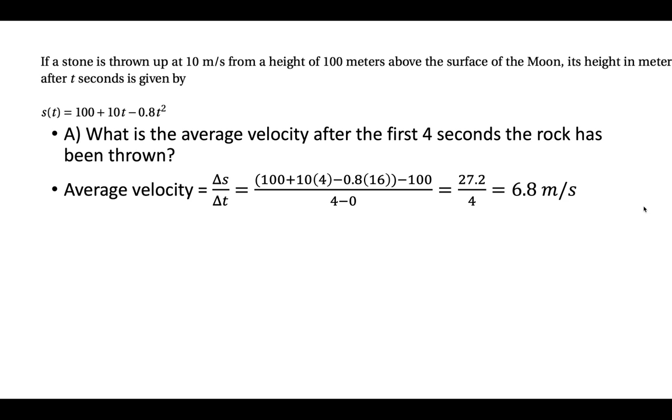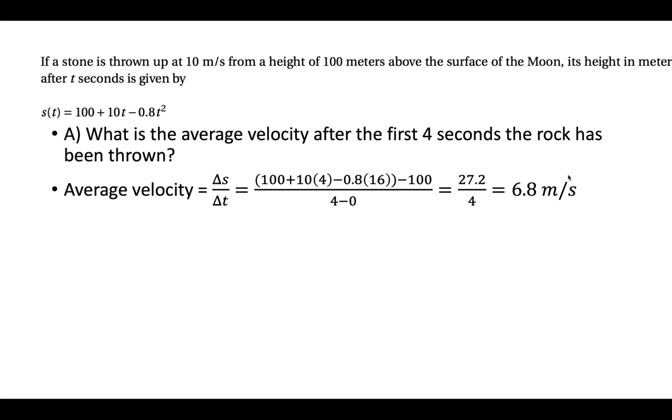All right, so your average velocity is going to be your change in position divided by your change in time. So you're going to take the position function and you're going to plug in 4, and that's what we have here in these parentheses. And then we're going to subtract off the position at time 0. Well, if you plug in 0 for t, you're just going to be left with 100. And when you evaluate that, you get 27.2. Then we're going to do our change in t. So it's going to be 4 seconds minus 0 seconds. So that's 4. And so we get 6.8 meters per second. So that's the average velocity during those 4 seconds.